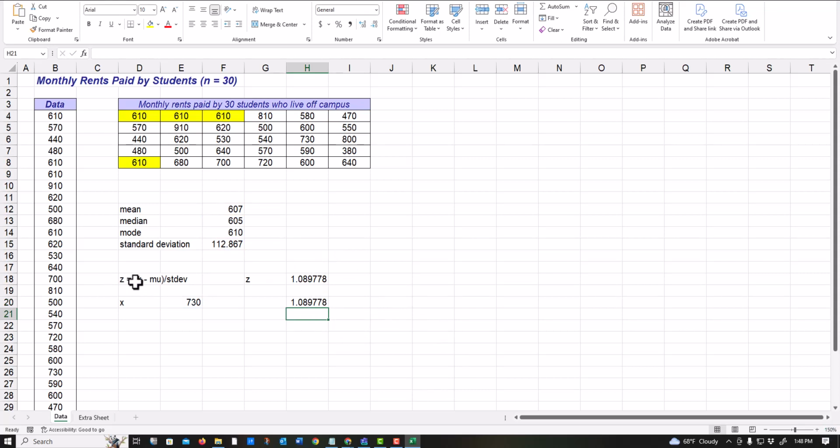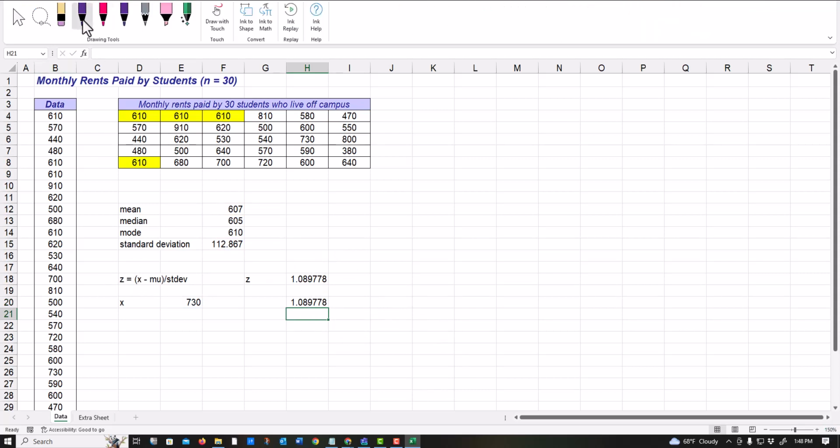So you can go with either one. Let me draw this out so you can see it better. This is what I'm talking about. The z formula is x minus the mean over the standard deviation. So that's what it was having you find.